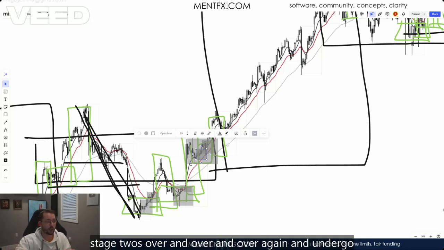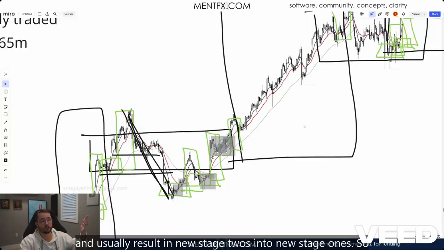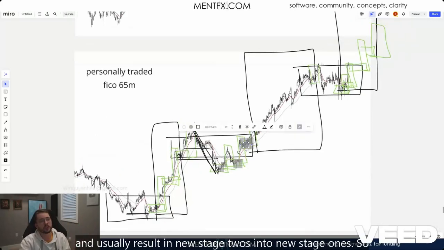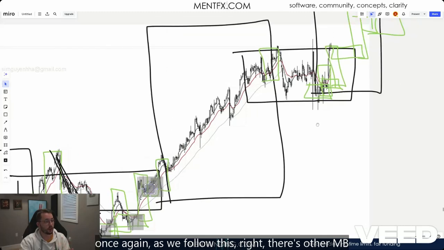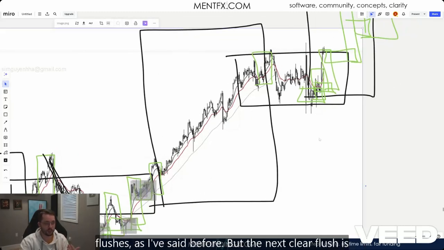over and over again, anticipations of the higher lows in some way. So there's some kind of flush out, and then price begins to accumulate those orders. You then get the MBs that start to move higher and usually result in new stage twos into new stage ones. So once again, as we follow this, there's other MB opportunities throughout this, based on how you view your flushes, as I've said before.